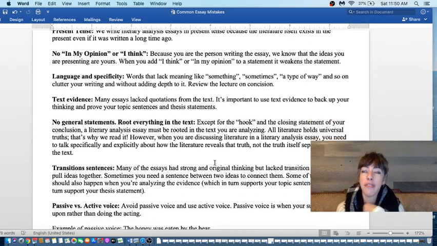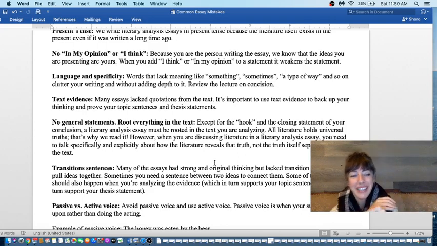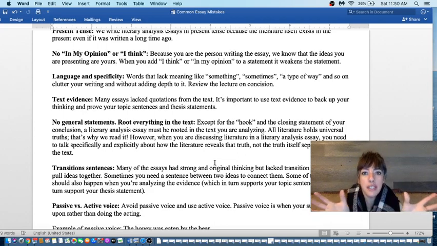No general statements, root everything in text, with the exception of the hook and that possible end sentence at the end of your conclusion where you kind of broaden your thinking. You really want everything rooted in the text. Not just me, the readers of your essays of an academic literary analysis essay are not interested in a general truth. The point of the essay is to be explaining something about this piece of literature. So if you're saying, the moral of the story of life is blah, blah, blah, blah, avoid that. That's not what this is about. You may be speaking about philosophy in this literary analysis essay, but that even has to be related to the text you're analyzing. Do not just drop in these grandiose statements.